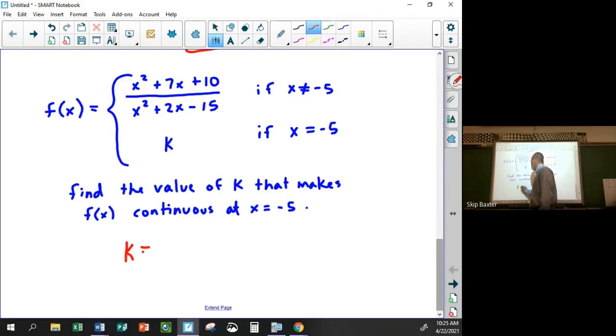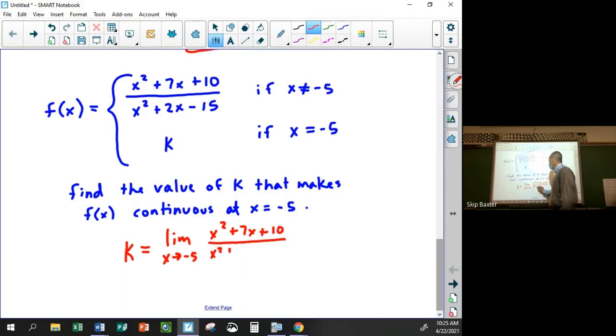K has to equal the limit as x goes to negative 5 of f of x, which around negative 5, f of x is equal to this function right here. X squared plus 7x plus 10 divided by x squared plus 2x minus 15. Does this make sense that this is what it has to be? In order for the function to be continuous at negative 5, f of negative 5 has to exist, the limit has to exist, and the limit has to equal f of negative 5, which is what this is saying.